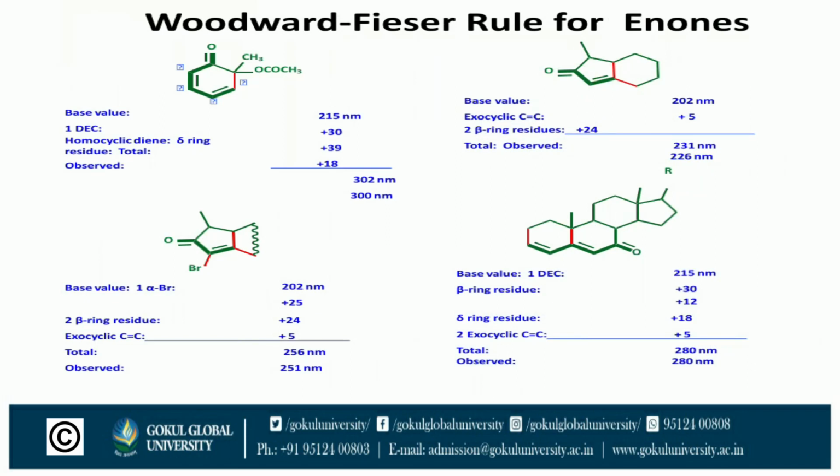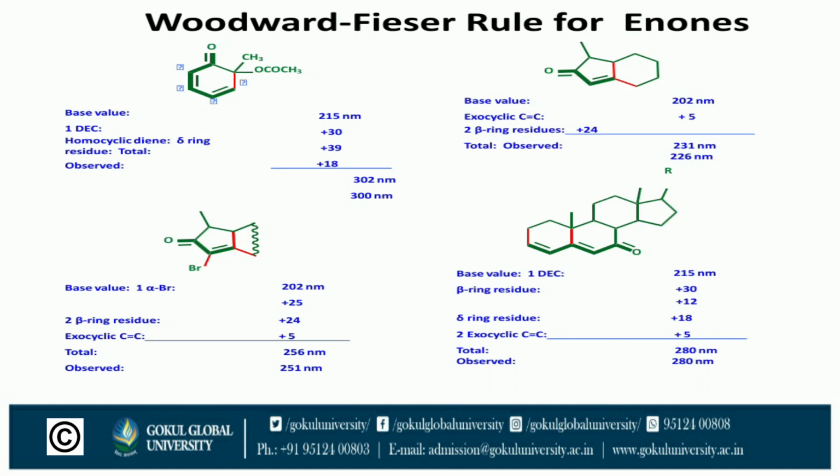Now here are some more examples for the enone system. Base value is 215 nanometer, 1 double bond extension, then the value is plus 30. Homocyclic diene, 5 ring member, then the value is plus 39. Ring residue total, then plus 18. Total value is 302 nanometer and the observed value is 300 nanometer.